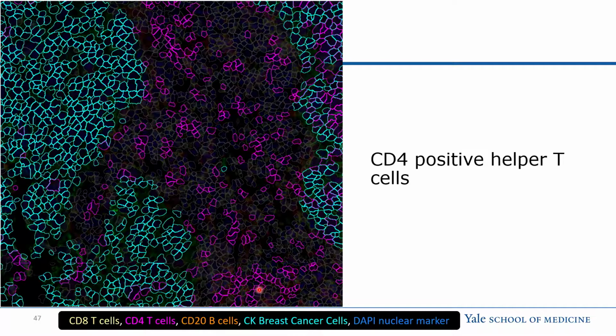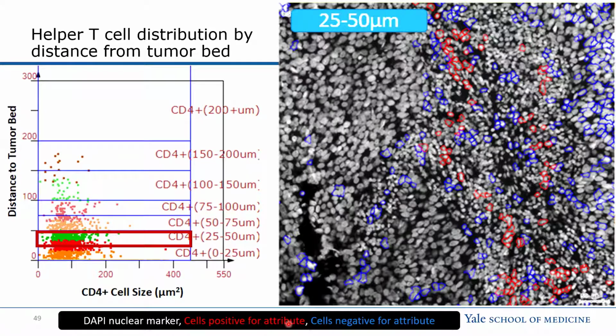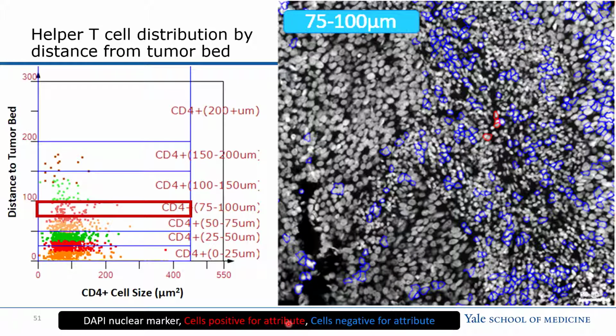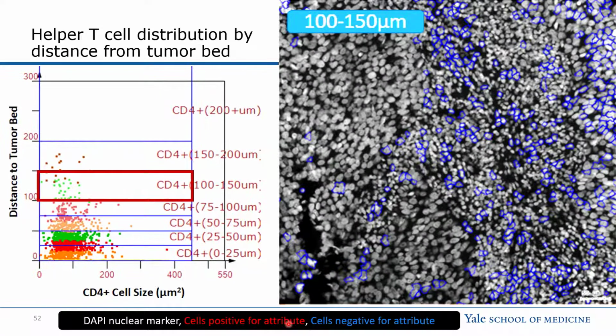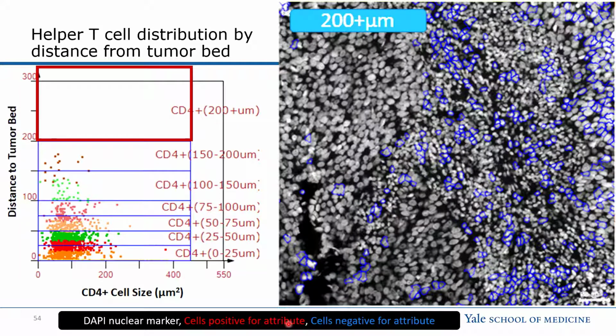And then finally, we talk about our helper T cells. So these are the cells in magenta. Again, same graph. In the red, from 0 to 25 microns, we see very nicely our cells that are positive. From 25 to 50 microns, from 50 to 75 microns, from 75 to 100 microns, from 100 to 150, 150 to 200, and from 200 plus.